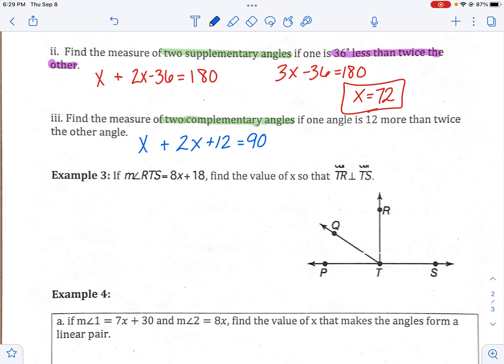So if one angle is 12 more than twice the other, those add up to 90. So 3x plus 12 equals 90, or 3x equals 78. So x should be 78 divided by 3, 26.